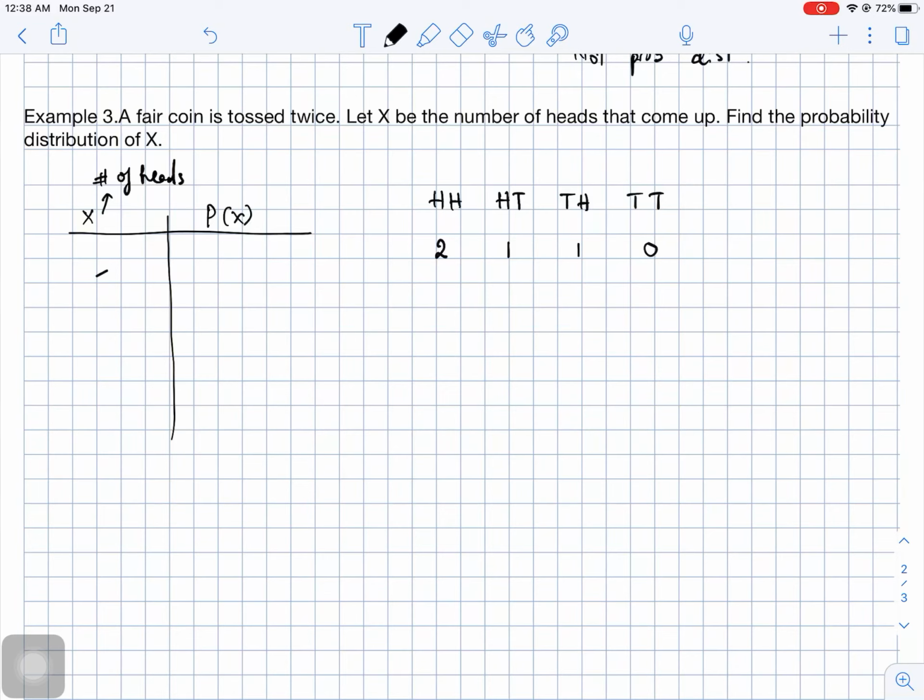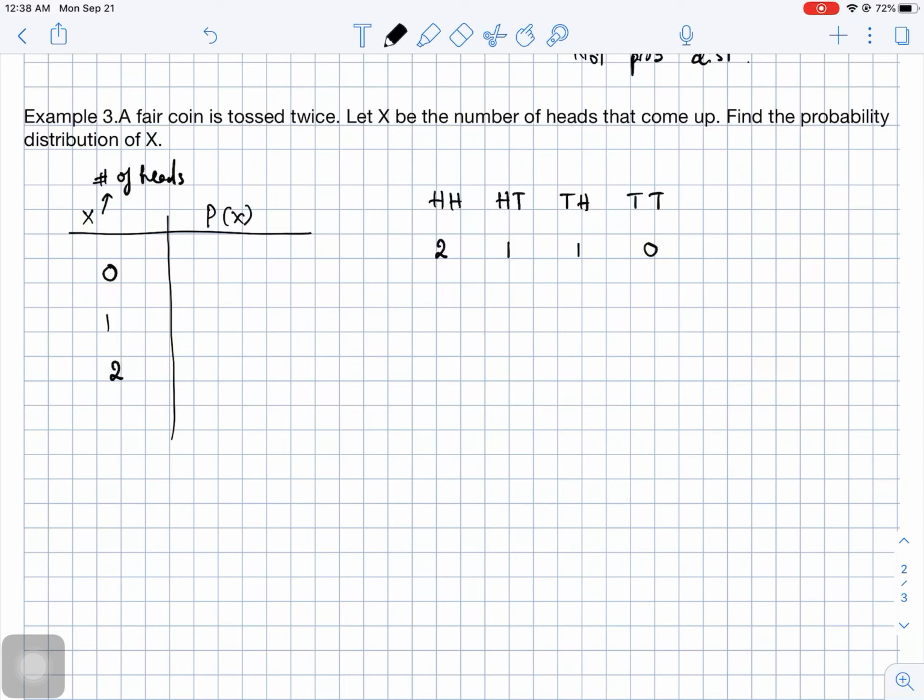So we have 2 heads, 1 head, or 0 heads. So I'm going to list them from smaller to bigger. So 0 heads, 1 head, or 2 heads.